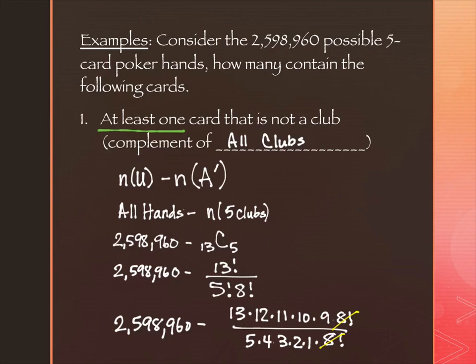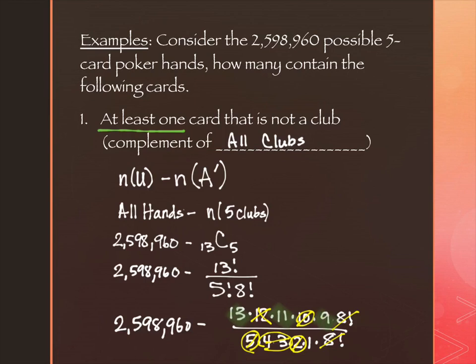So the 8 factorials cancel. What else is going to cancel in here? 2 and 5 and 10. Awesome. 2 and 5 will make my 10. And 4 and 3 make 12. So I have 13 times 11 times 9. 13, 11, and 9 are my numbers that are left.